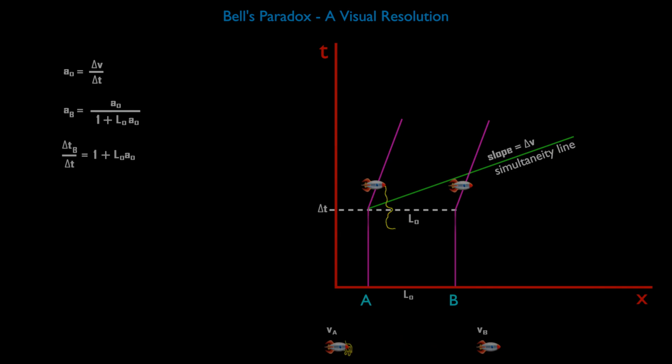To sum up, the string breaks in both reference frames if the rockets are accelerated equally, but the string remains taut and does not break in either reference frame if the ratio of the rest frame accelerations is precisely 1 plus L0 A0. Therefore, there is no contradiction, so Bell's paradox is resolved.